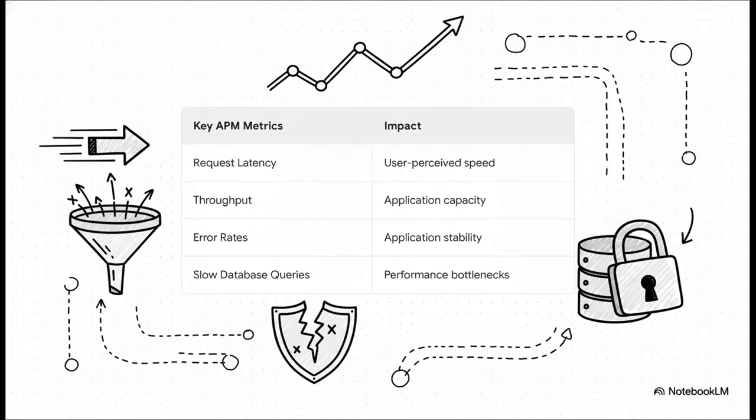And what kind of clues are these little detectives looking for? Well, they're tracking metrics that have a direct impact on your users. Stuff like request latency, which is really just how long your user has to wait. Throughput, to see how much traffic your app can handle. Error rates, obviously for stability. And the big one, slow database queries, which are the villain in so many performance horror stories. Every single metric helps tell the story of your app's performance.